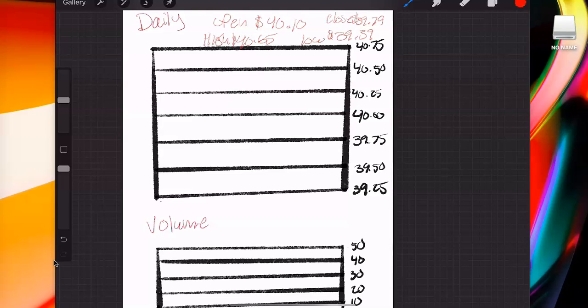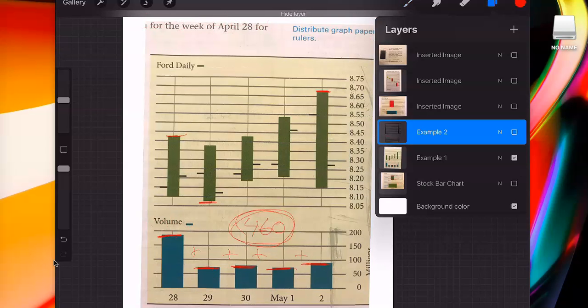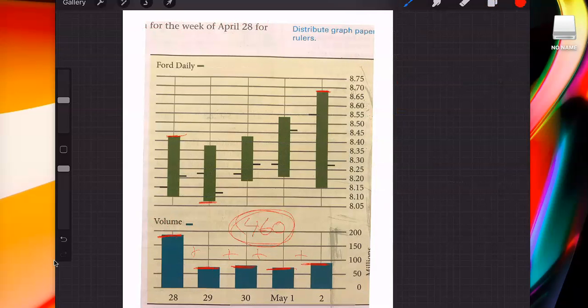Okay, so if we're going to graph this, first of all, we're just going to go ahead and create the rectangle piece of our graph, if you want to call it the bar piece, this piece here, this piece here.